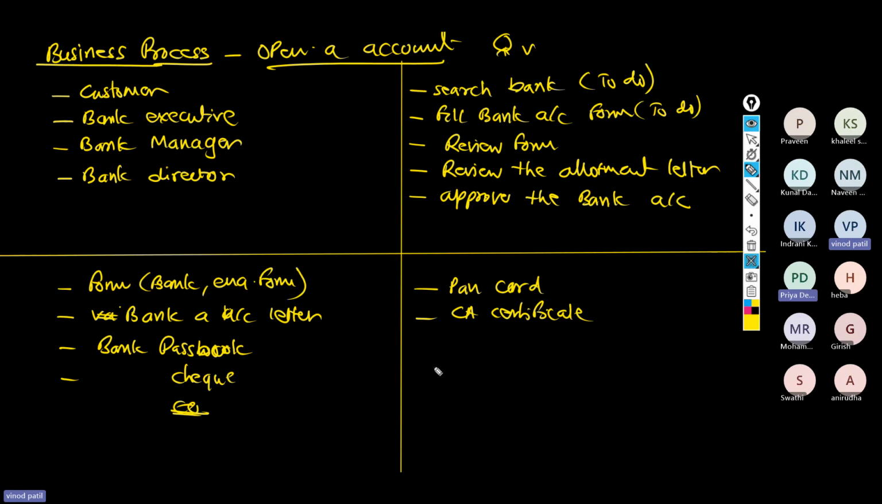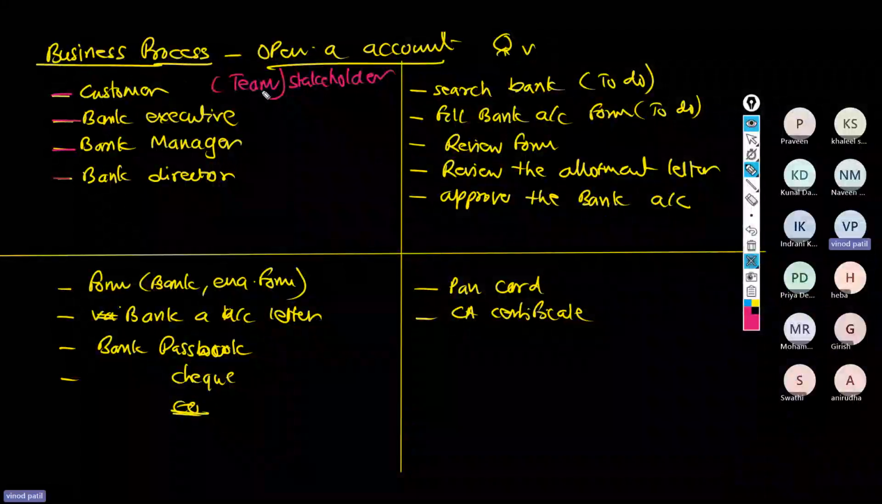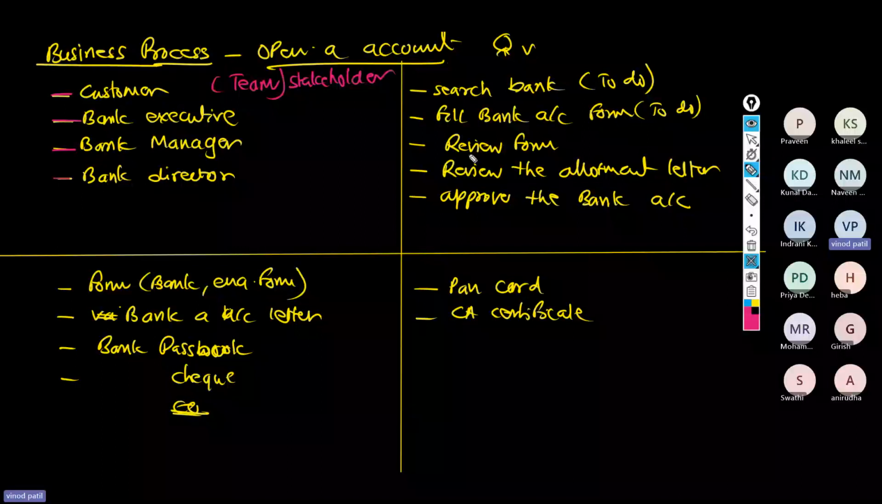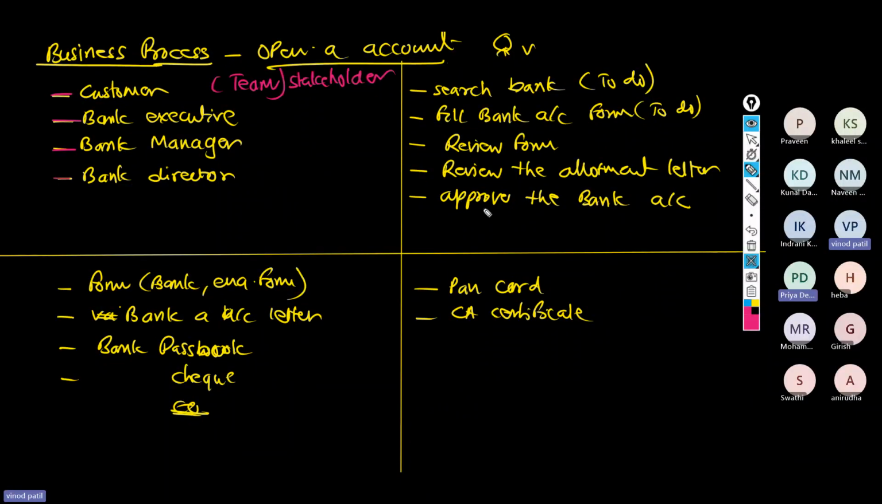Now, any process in the world has at least these things. The first thing is the team members associated with the process, or you can say stakeholders. The customer wants to open the bank account. The executive gives the form or executes the process. The bank manager has to review the process, and the bank director has to approve the process. Each of them has to do a certain activity.